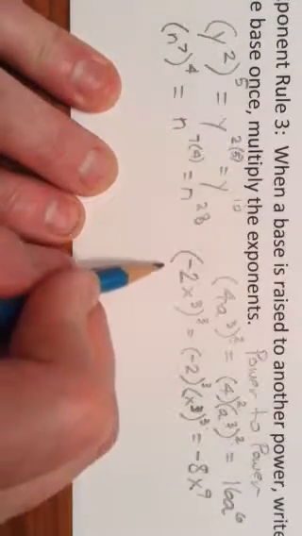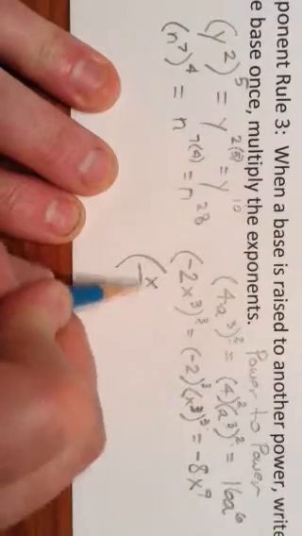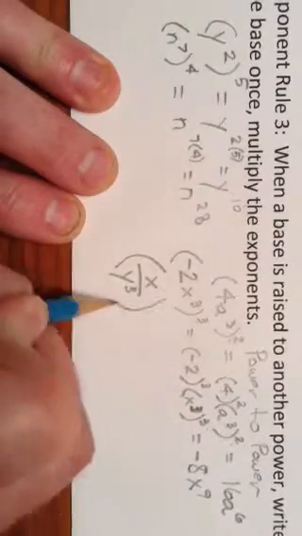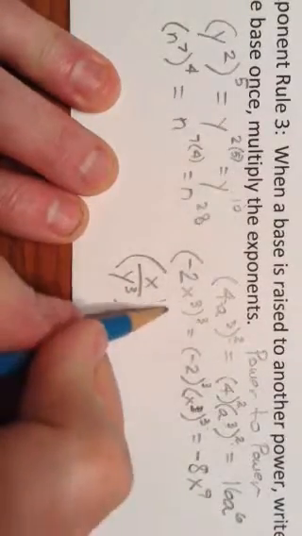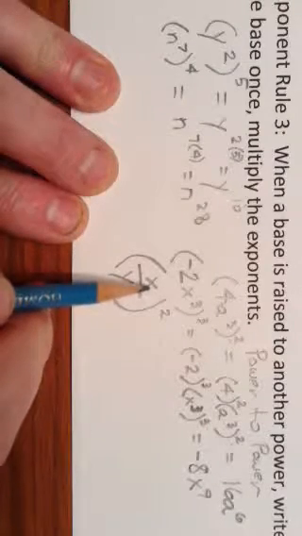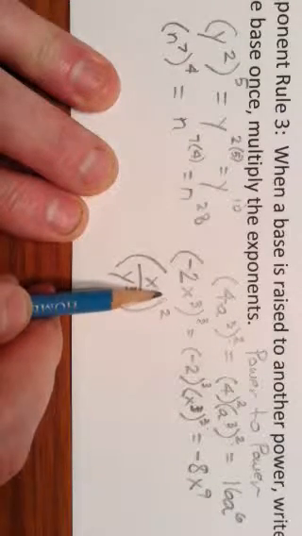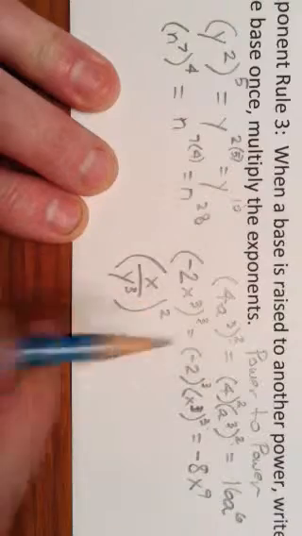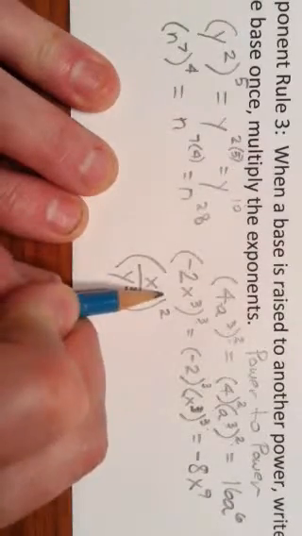Okay? Even if you have a fraction, such as this, x over y to the 3rd raised to the 2nd power. Now what's the exponent on the x right here? I don't see it. What is it? It's right. It's a 1.